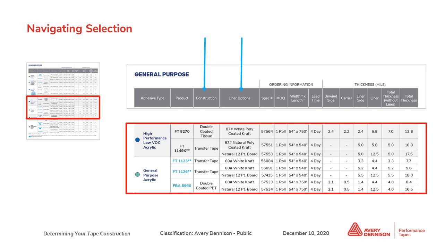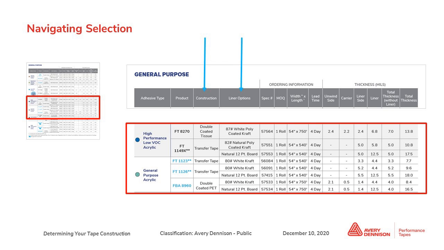Then there's other ordering information like the MOQ, the available roll dimensions for this specific configuration, the lead time behind it, and then some information about the thickness of each layer. So you'll see there, unwind side adhesive. So for double-coated tapes, that will show up as a dimension. So FT8270, the unwind adhesive is 2.4 mils. The carrier, tissue carrier for 8270 is about 2.2 mils. The liner adhesive, which is the adhesive on the other side there, is 2.4. We also display the liner thickness, and we do some math for you too here. Total thickness without liner, and then just total thickness, and that includes the liner.